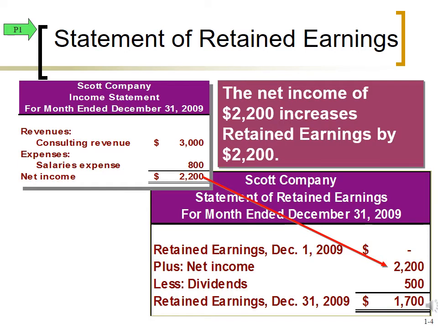But in this particular case, they pay $500 worth of dividends. That means their ending balance in retained earnings is $1,700. It's very similar to the way you would work through it with your own personal savings account. So that's the statement of retained earnings.